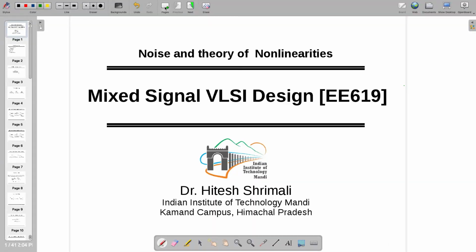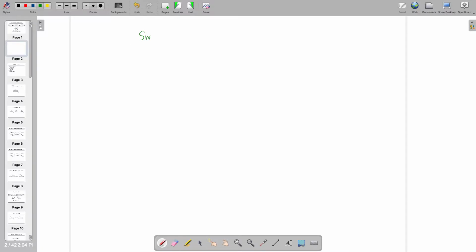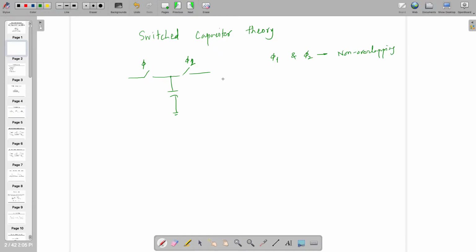So last time we were talking about some switch cap setup where we found out that phi 1 and phi 2 are non-overlapping clocks. Then this is equivalent to a resistor whose value is equal to T by C.